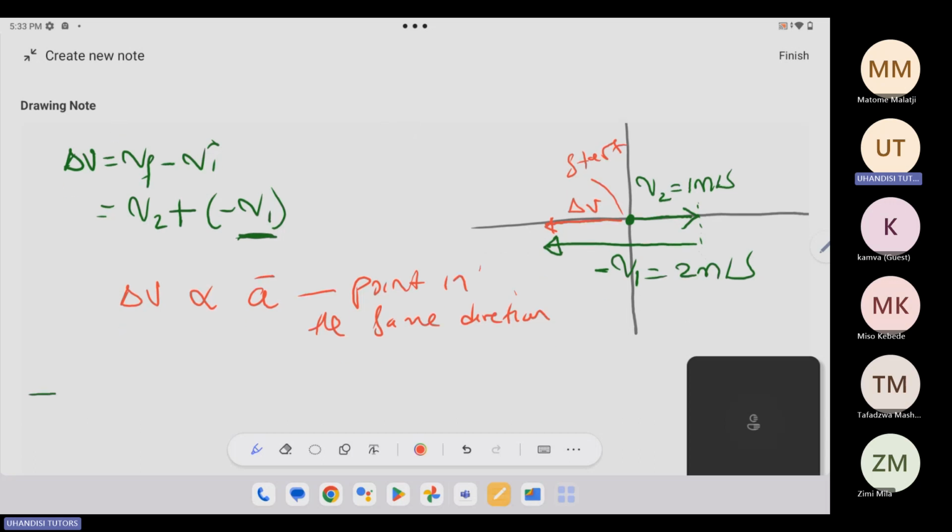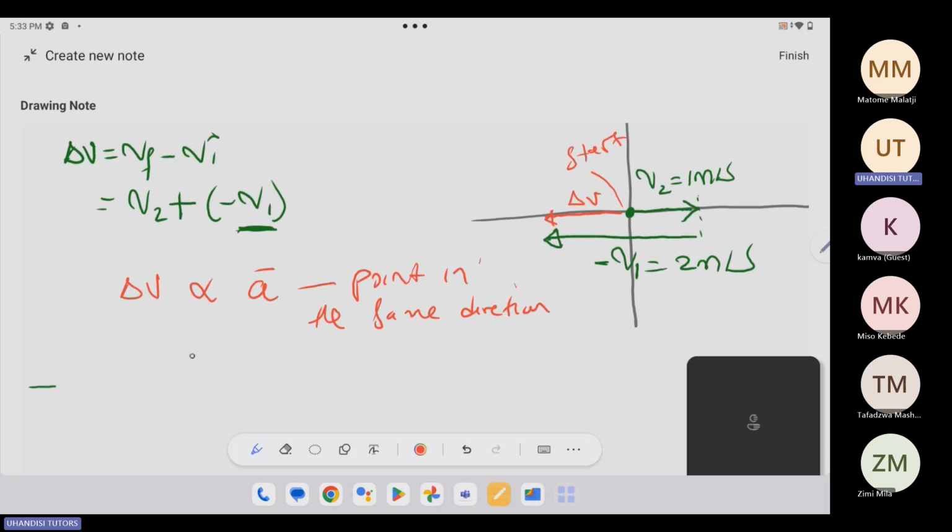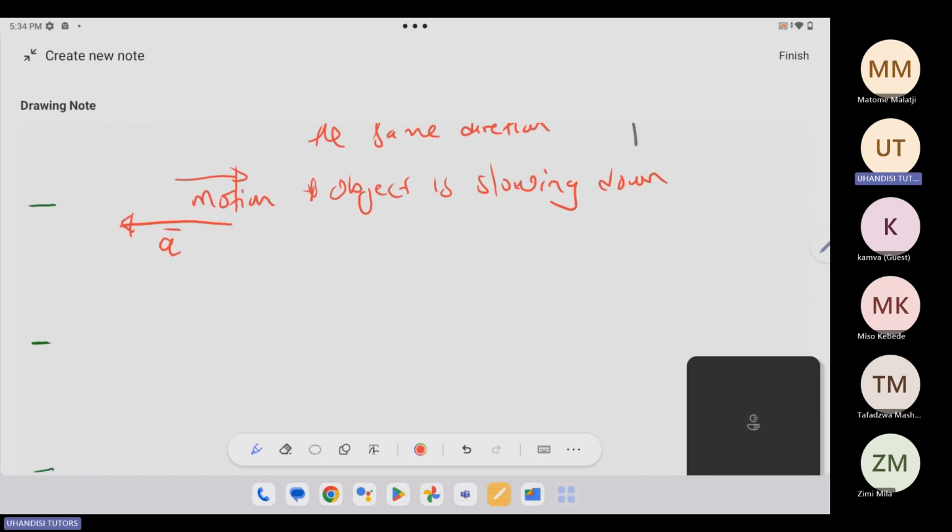All right, so now look at it. The motion of the object is to the right. This is the motion of the object. But the acceleration of the object is to the left. So what can you say about this object? The two are pointed in opposite directions, which simply means that what conclusion can you make? The conclusion that you can make here is that the object is slowing down. It's slowing down. I hope everyone is still with me.